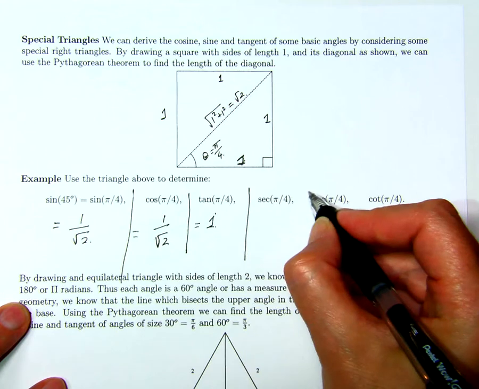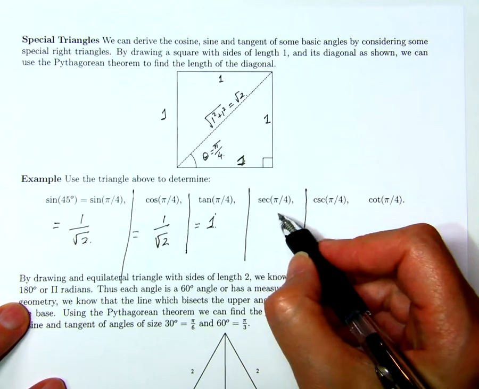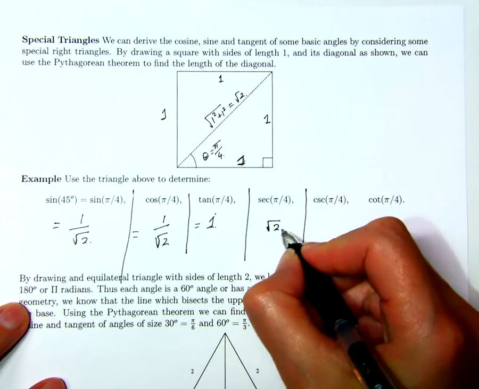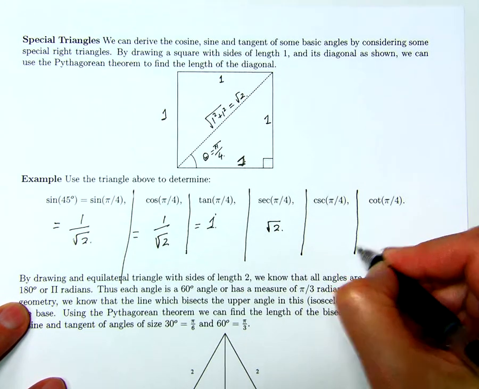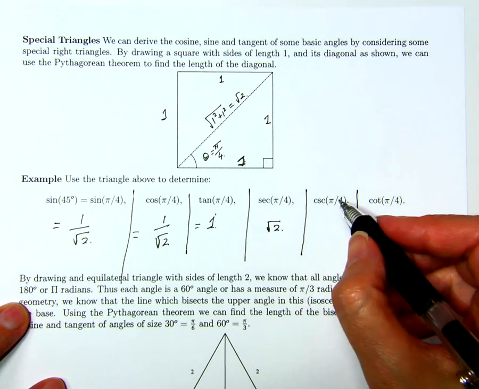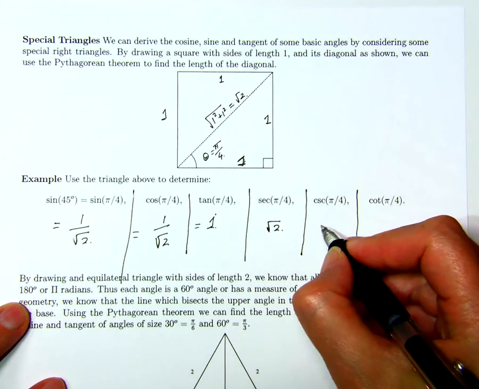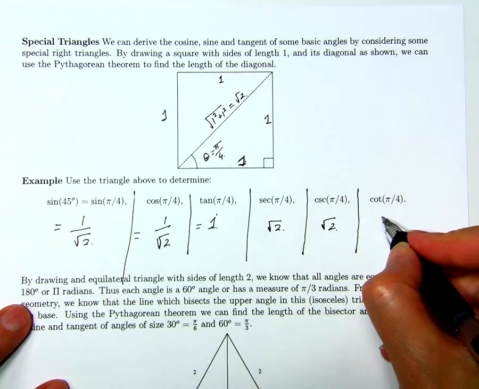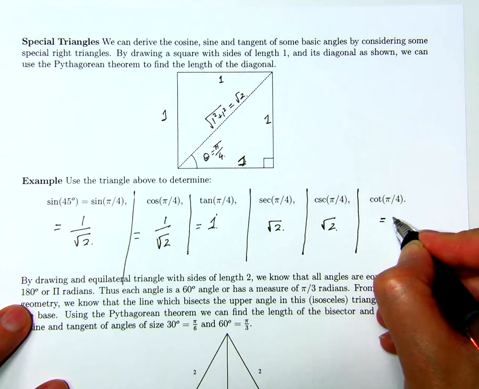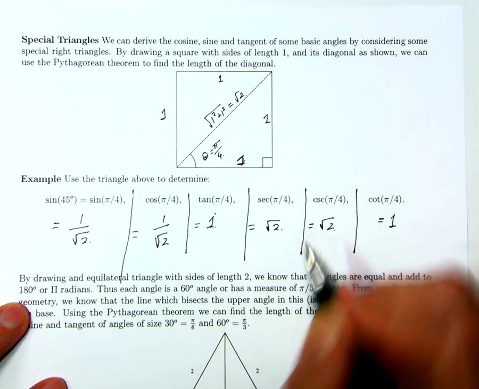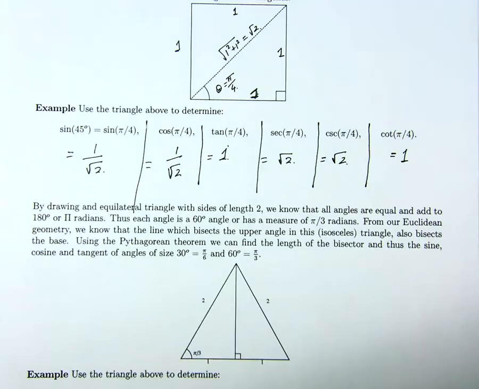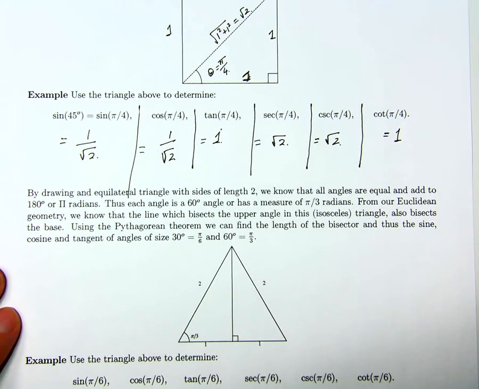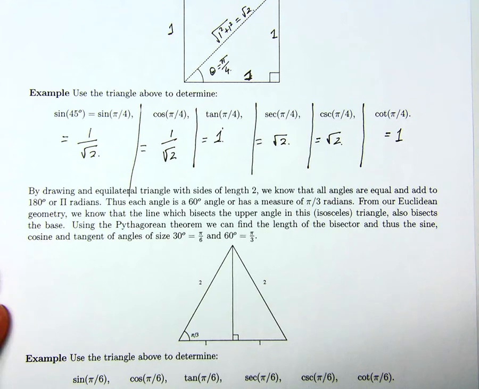And we have secant of pi over 4 is 1 over cosine, or the hypotenuse over the adjacent, so that's the square root of 2. Cosecant is 1 over sine, or the hypotenuse over the opposite, so that's the square root of 2. And cotangent is the adjacent over the opposite, or 1 over tangent, so that's 1. So we can now evaluate all of the trig functions on pi over 4. Let's see what we can do with pi over 3 and pi over 6.